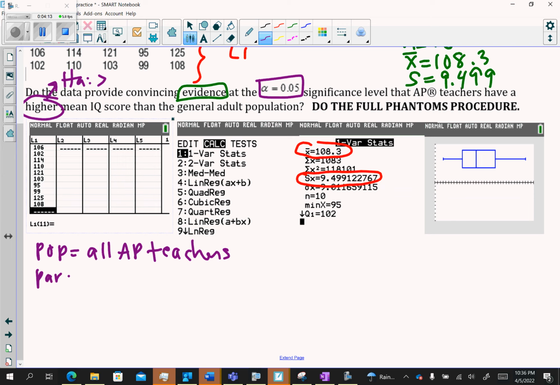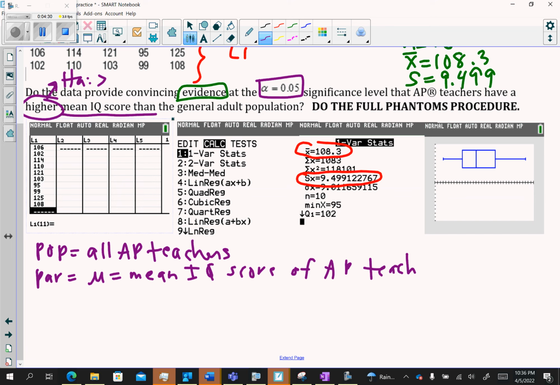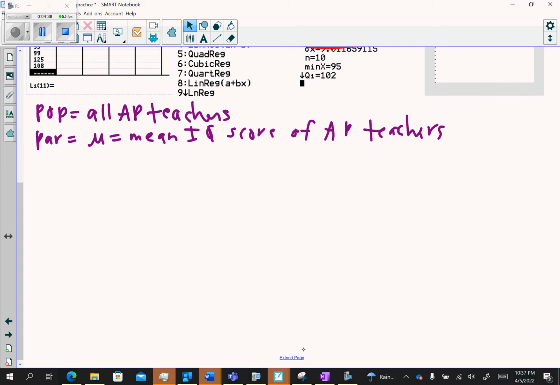And then the parameter is mu, and it's stated above somewhere. It says the mean IQ score. So we just take it right out of the question, the mean IQ score of the AP teachers. Because remember, we're trying to make a statement here about the IQ of the AP teachers and if it is indeed greater than the all teachers, okay? Regular teachers, non-AP, I should say.